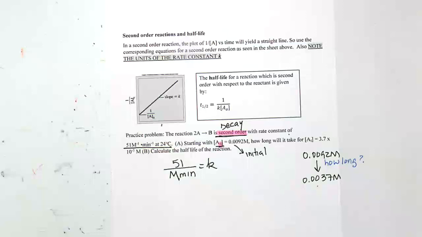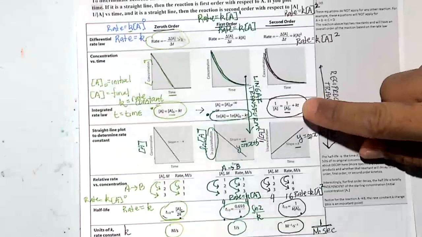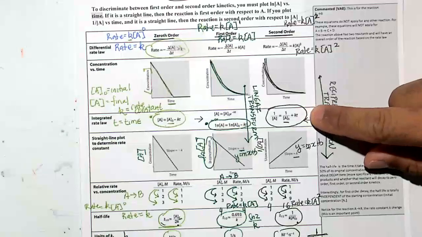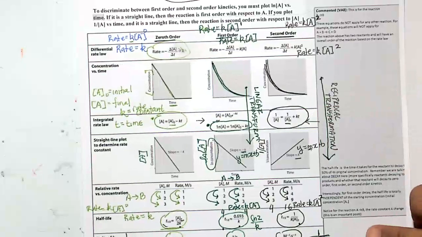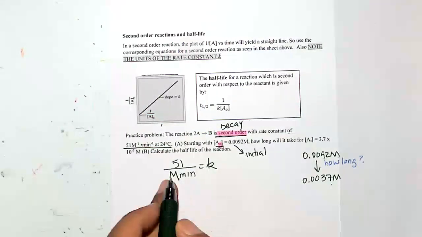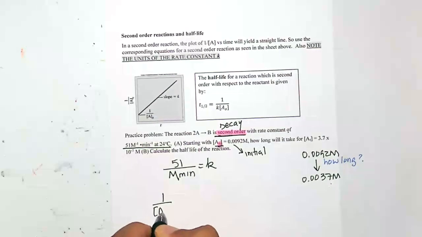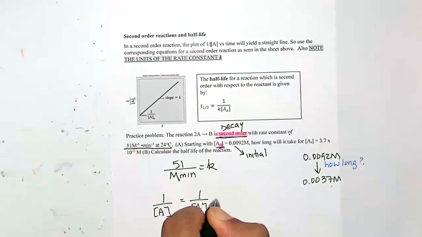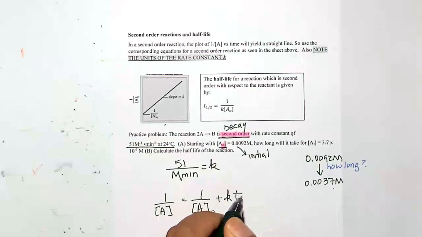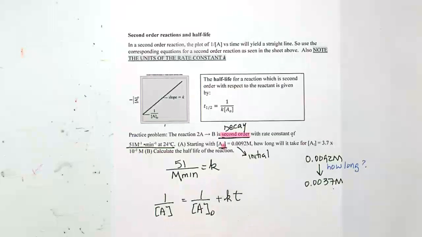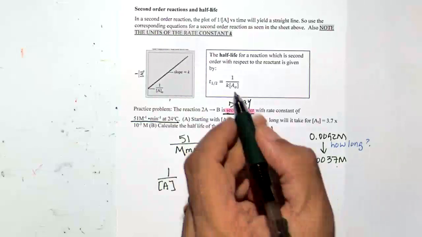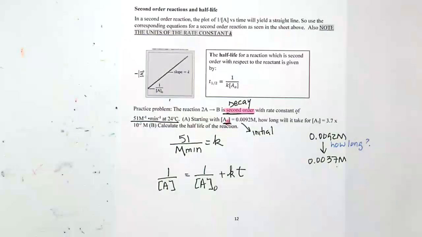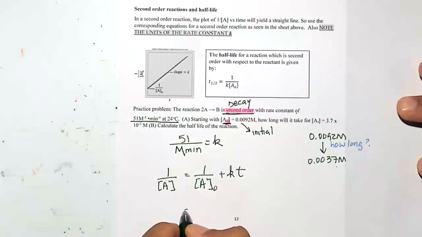Yes, Alex, second order. So what equation is that? Don't need to memorize anything. Just bring this to the test. Make sure you choose the right equation now. 1 over A equals 1 over A naught plus kt. So I'm going to rewrite this down. This naught always means what you're starting off with.